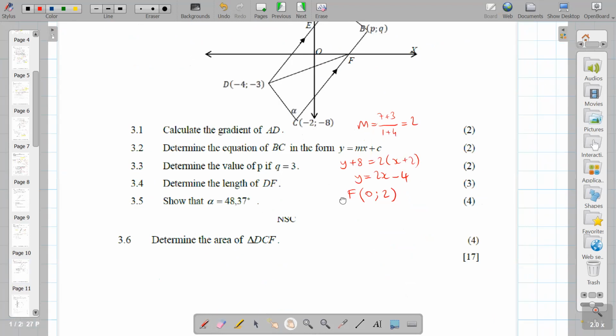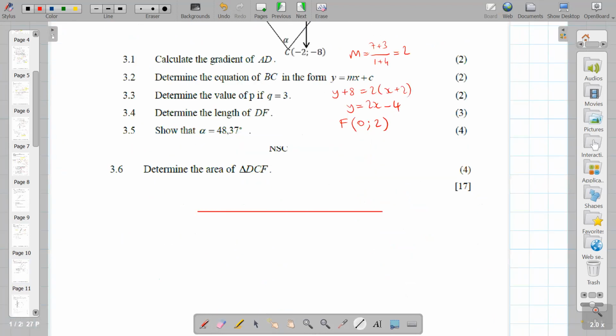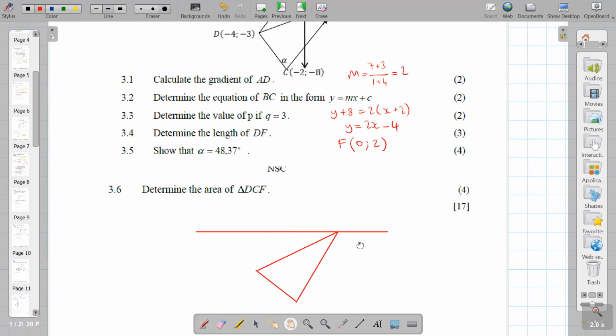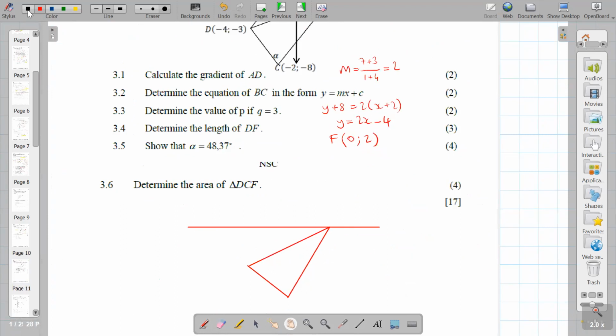area? Okay, let me just draw here a separate diagram with different points. So there is D, there is F, and this question can be solved in a few different ways, but it's just approach. It is minus 3 and minus 4, that is D. Minus 4 and minus 3, and that is minus 2, and that is C, minus 2 and negative 8, and that is F, which is what? 0 and 2.